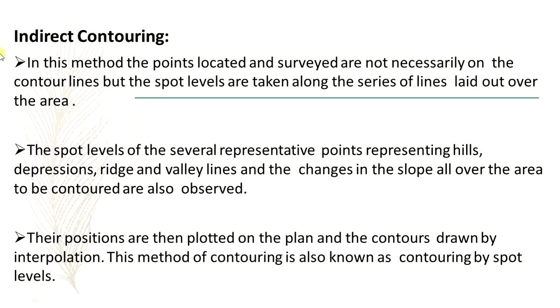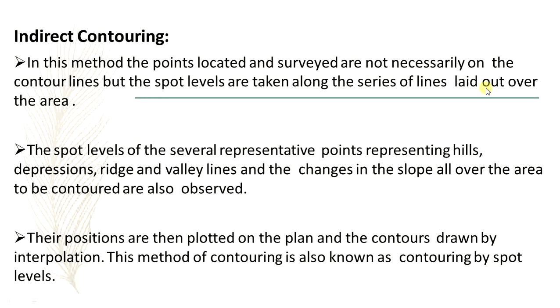Next, the indirect method, the second method. In this method, points located and surveyed are not necessarily on the contour lines, but spot levels are taken along a series of lines laid out over the area. In the indirect method, there is no necessity of locating the points, but spot levels are taken along the series of lines.